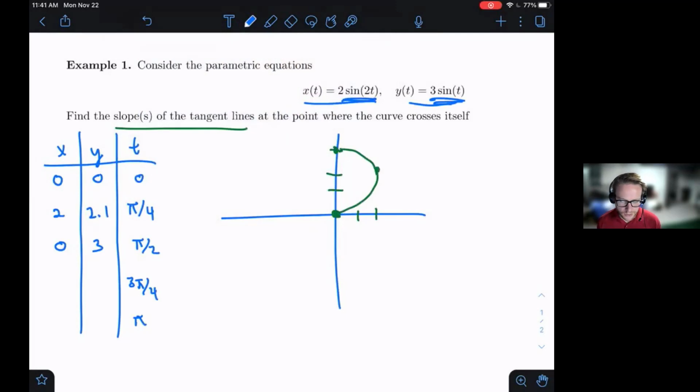Okay, and then we could continue with 3 pi over 4. If I plug that into my y value, sine of 3 pi over 4 is going to be, again, root 2 over 2. Nice and positive there. So that's around 0.7. Multiply that by 3. Again, we're going to get 2.1.